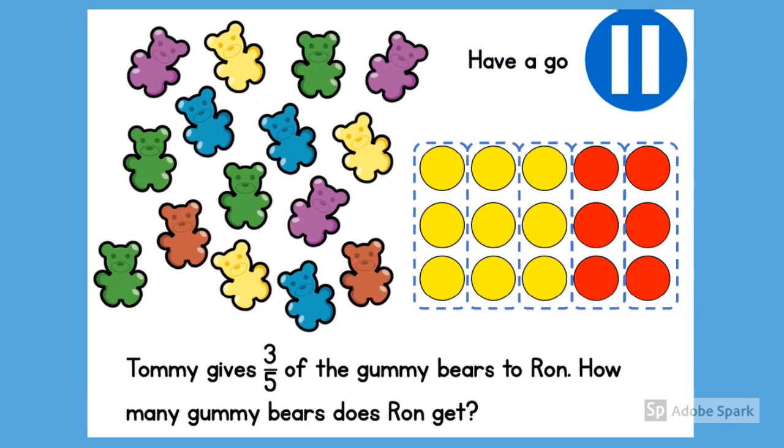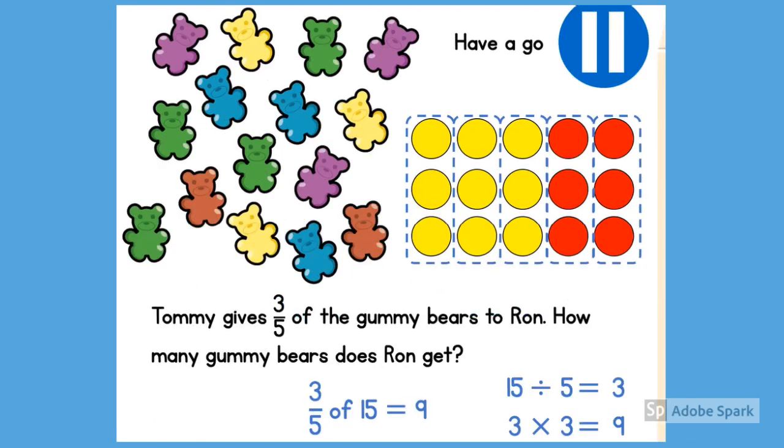So let's use counters to represent the gummy bears again. This time I'm not looking at the rows, I'm looking at the columns. I have 5 equal columns. How many does Tommy give if he gives 3 of those columns? Did you get the right answer of 9? Well done. We can see that 3/5 of 15 equals 9. But what we did was we took the 15 gummy bears and we divided them into 5 columns, and in one of the columns there were 3 counters. But we wanted 3 of the columns. So 3 times 3 equals 9.